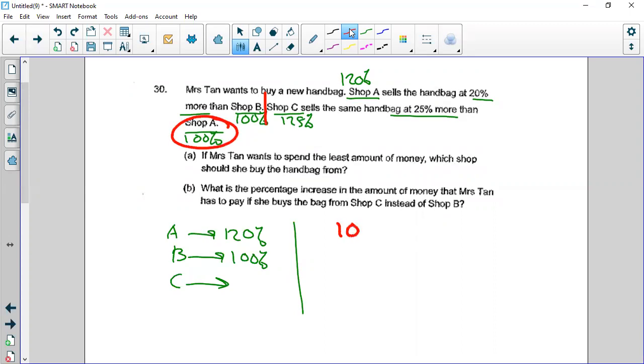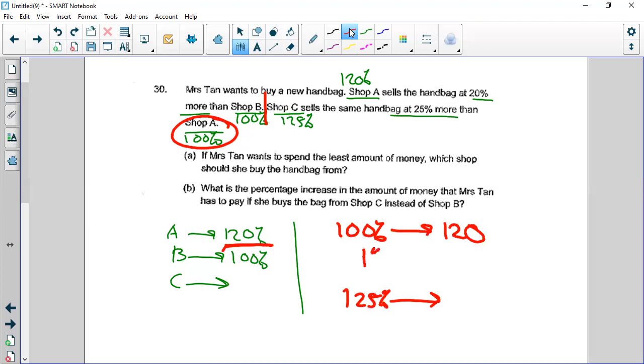So your 100%, I'm talking about shop A now. And your 100% is how many? 1, 2, 0. Okay. Your 100% is 120. And you're supposed to find shop C, which is how many? Shop C is 125%, which is how many? Okay, shortcut, jump. How to jump? Can we jump? Now if you have difficulty jumping, then what do you do?